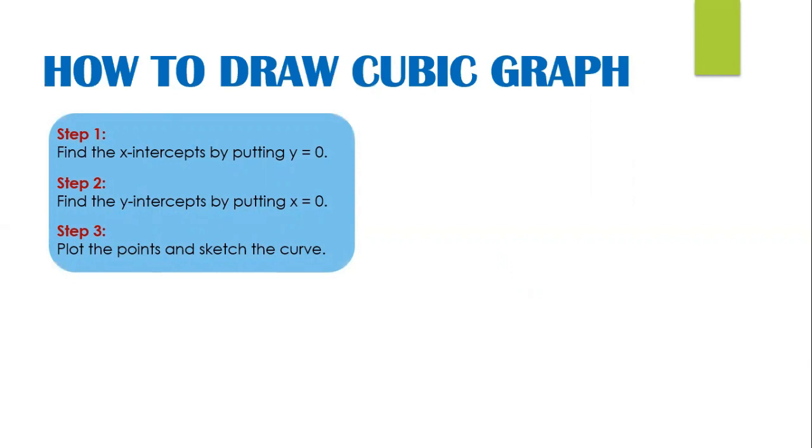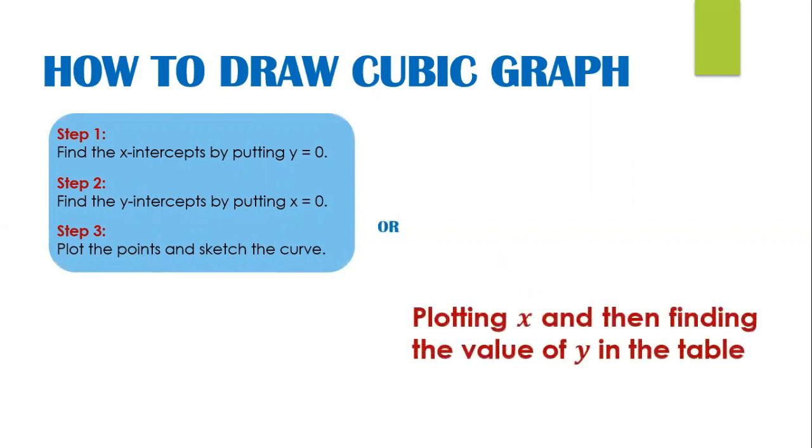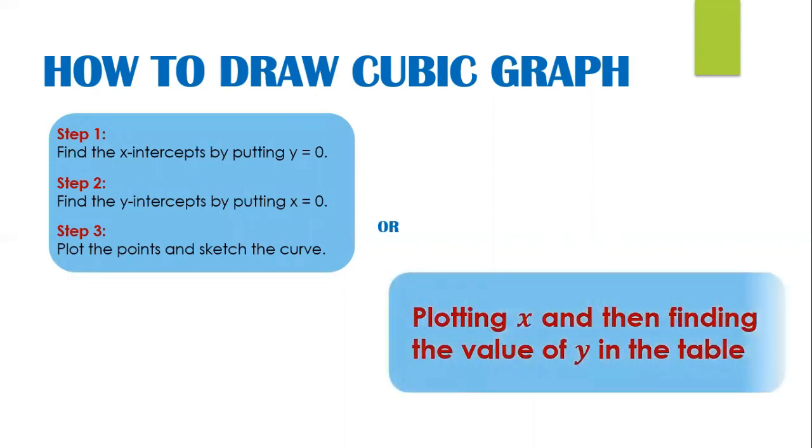But we still have another method. The second method is plotting x and then finding the value of y in the table. So we call this the second method. For the second method, commonly we call that completing the table.